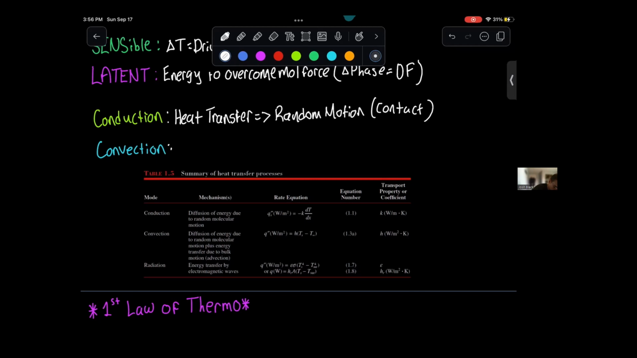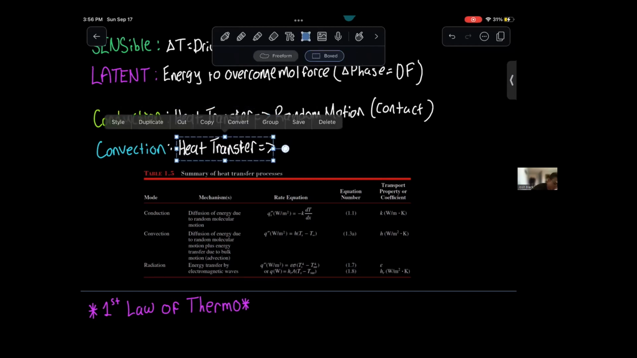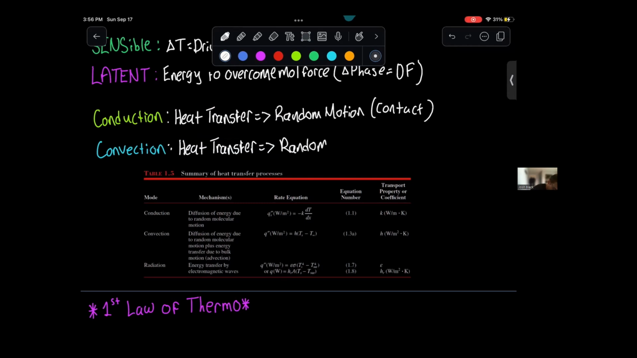Now what's convection? Well, this is heat transfer due to random motion and bulk. What's the difference between conduction and convection? Conduction is due to contact in solids. Convection is due to molecular contact in fluids, liquids, or gas. So let's say, for instance, I have some ice cream. I put it outside. Ice cream starts to melt. That's convection. I put my hand on the stove. My hand gets hot. That's conduction because I'm actually physically touching something.